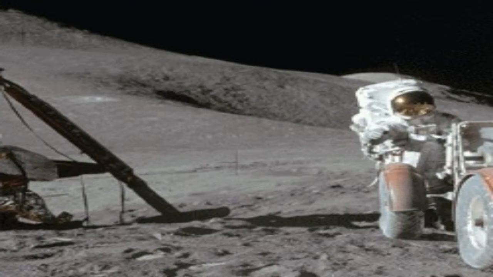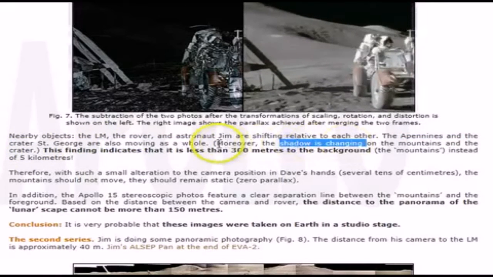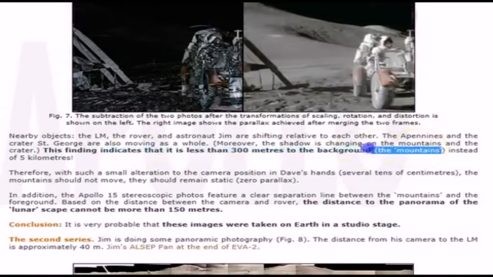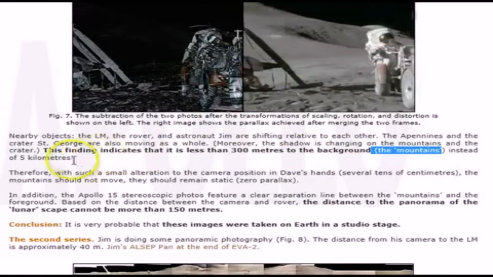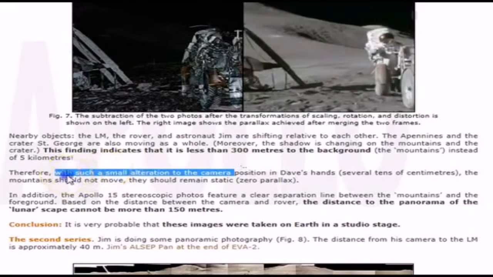Nearby objects, the LM, the rover, the astronaut Jim, are shifting relative to each other. The Apennines and the crater St. George are also moving as a whole. Moreover, the shadow is changing on the mountains and the crater. This finding indicates that it is less than 300 meters to the background mountains, instead of 5 kilometers. Say they were claiming that it was 5 kilometers away.